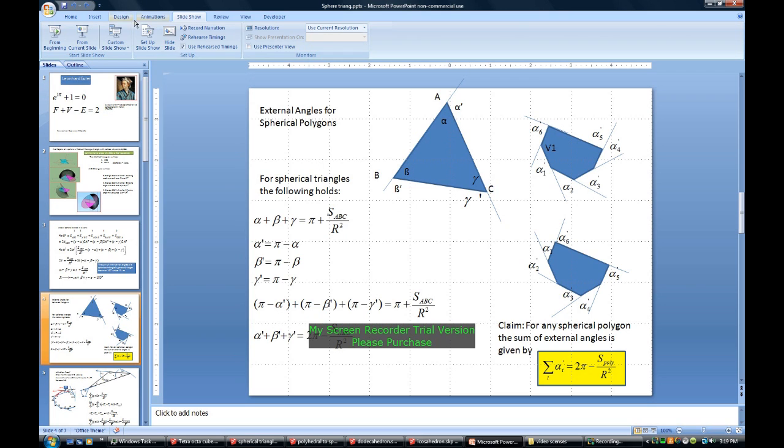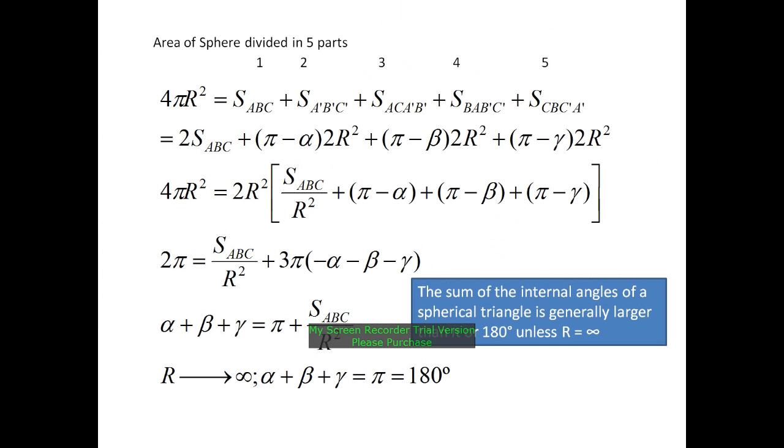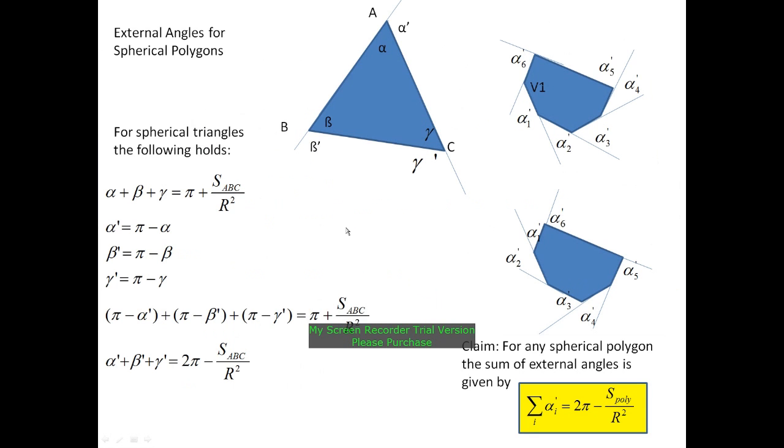We covered that. But there's more. We can look at it in terms of the external angles just by writing this equation, replacing alpha with pi minus alpha prime, being pi minus alpha, so that's pretty symmetrical. And we just get that the sum of the external angles, alpha prime plus beta prime plus gamma prime, equals 2 pi minus the area S_ABC over r squared.